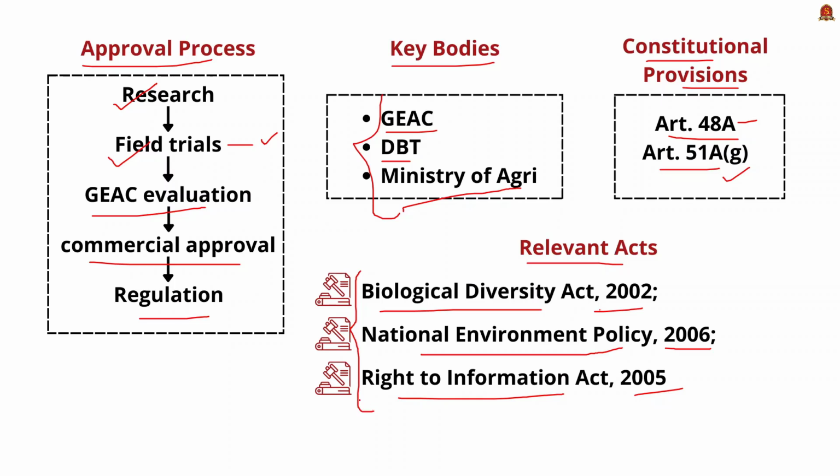One important point to note is that the Ministry of Agriculture focuses on agricultural policy and formulation, whereas the Ministry of Environment and Climate Change focuses on the regulation of environmental safety standards for GM crops. So this is an important difference, please note that.